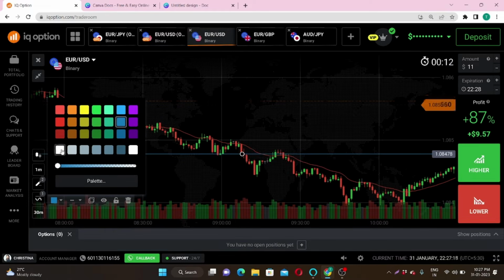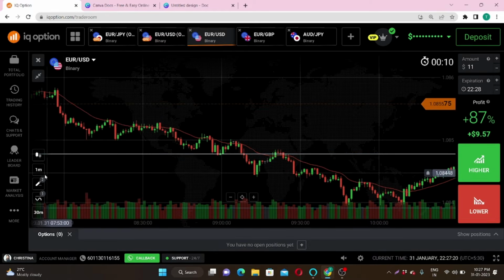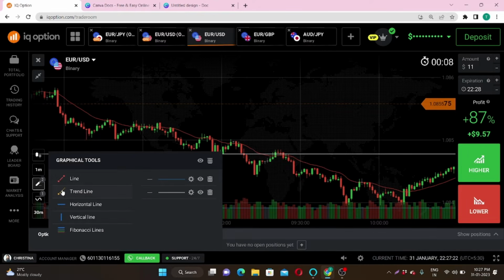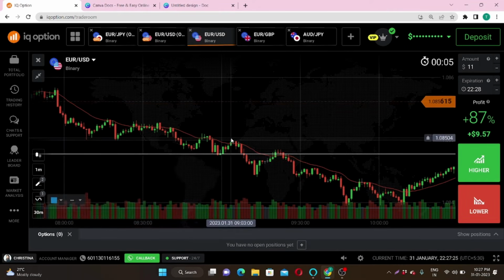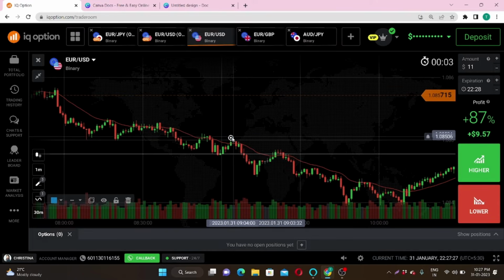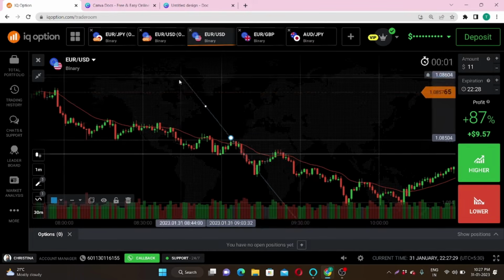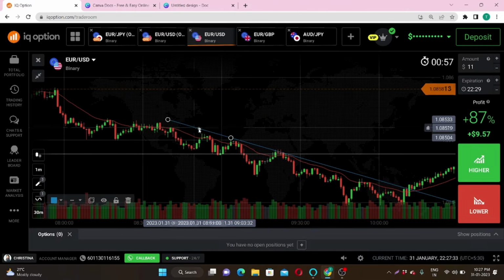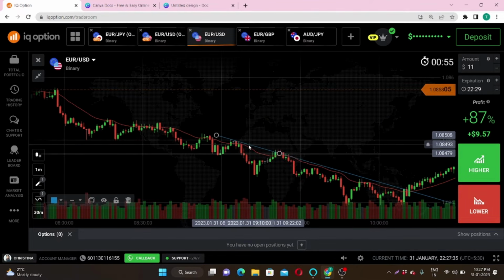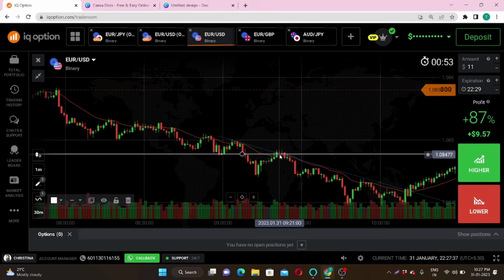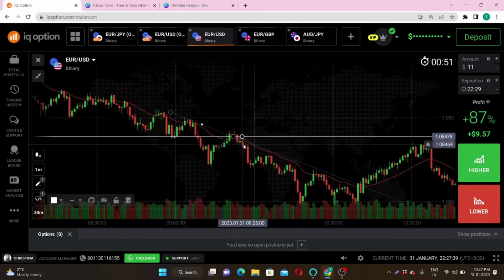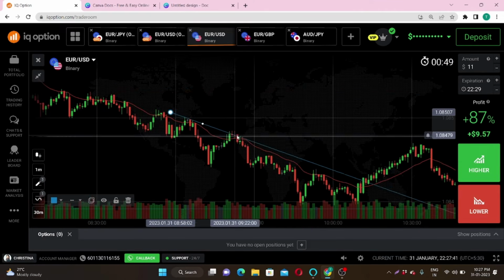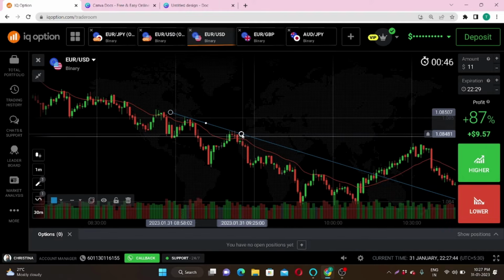So in this, I will connect these 2 points. Okay, this upper point connected to the lower point. I have just connected these 2 points, this upper point to this. Just I will extend this point. Okay, I just connected these 2 points.